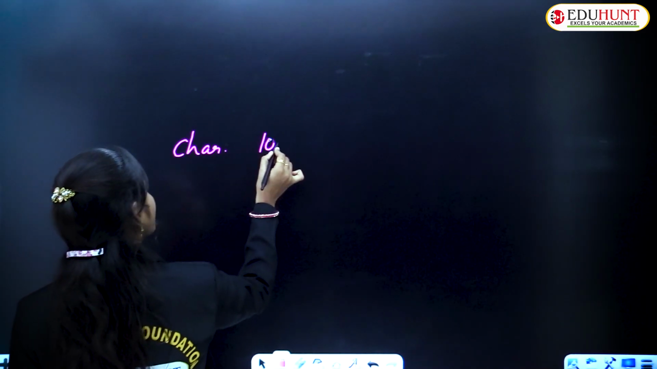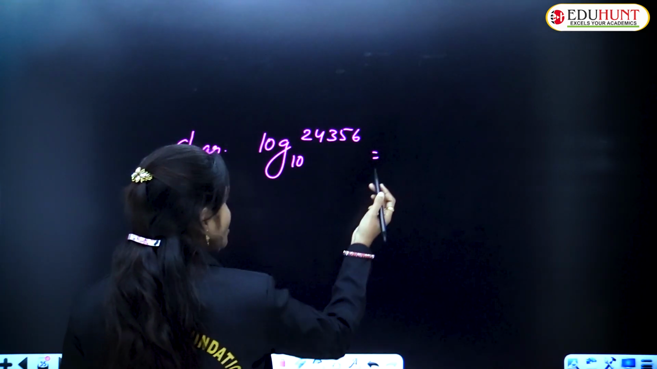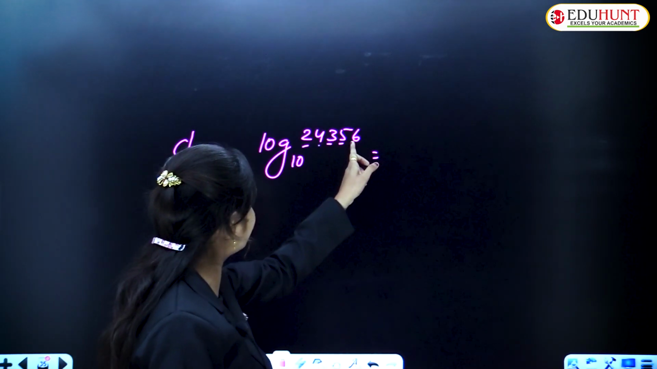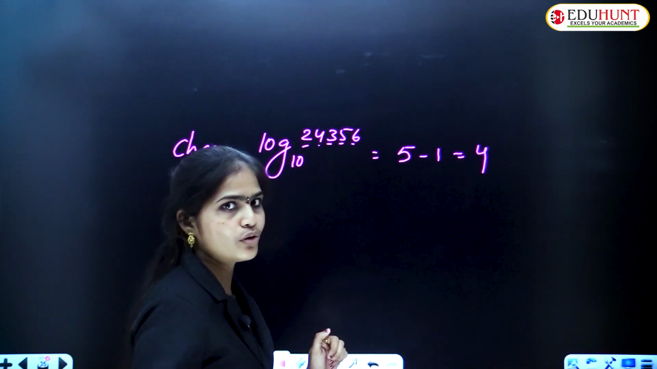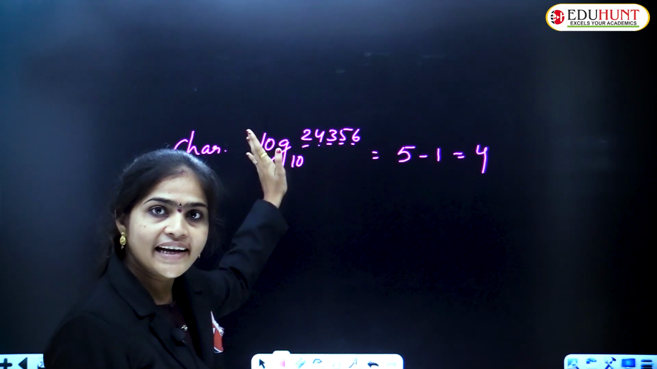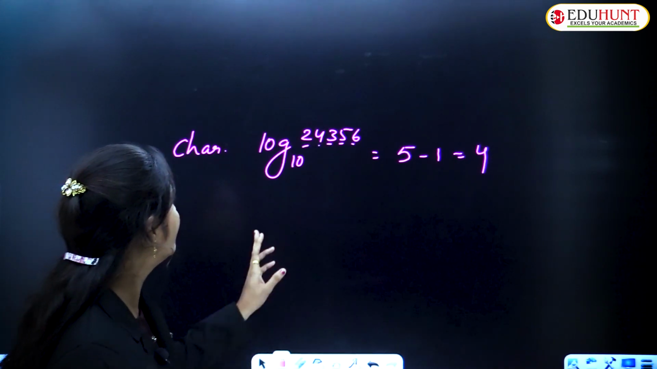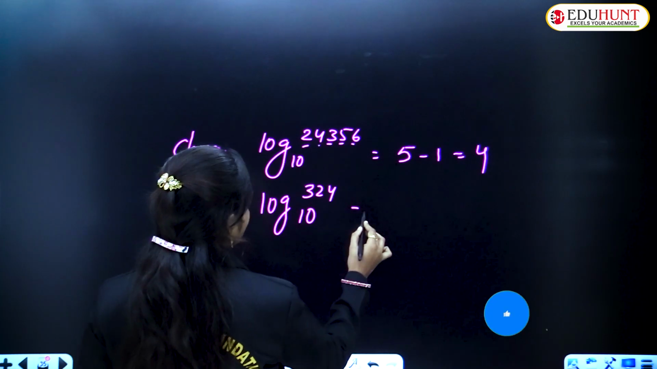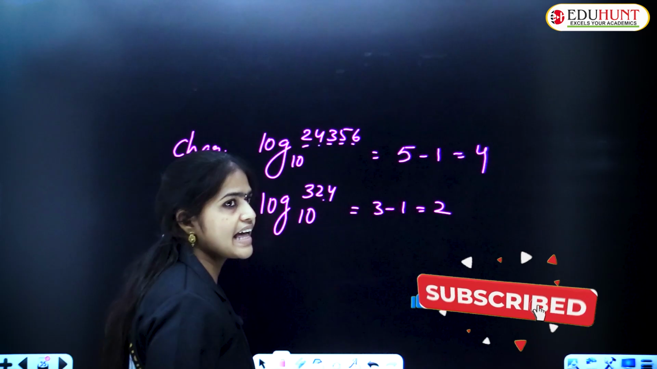Like that only, I will tell you one more example. Characteristic of log 24356 to the base 10. What is the characteristic here? Again the k minus 1 formula. k means how many digits are there here? 5 digits. So 5 minus 1 is equal to 4. Number of digits means k, and the characteristic means number of digits minus 1, so k minus 1 is the formula. Like that only, log of 324 to the base 10. What is the characteristic here? 1, 2, 3. So 3 minus 1 is 2, the characteristic.